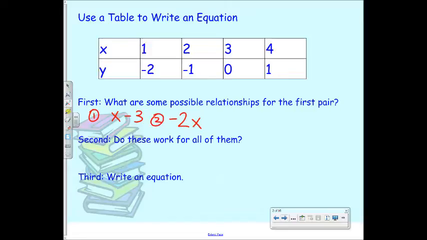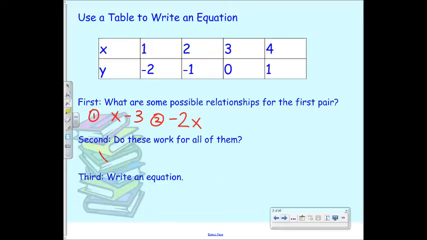Do those work for all of them? Does this first one work for all of them? So go to our next pair. If I do 2 minus 3, does that give me -1? Yes. If I do 3 minus 3, does that give me 0? Yes. If I do 4 minus 3, does that give me 1? Yes. So does this one work for all of them? Yes. So x minus 3 does.